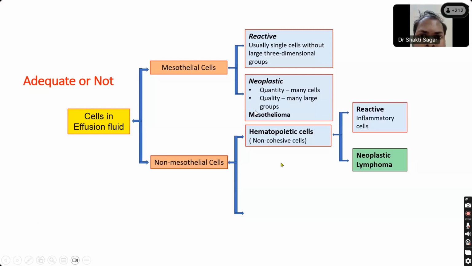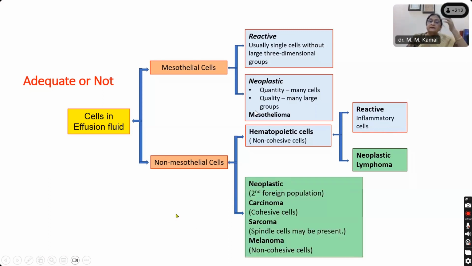They are usually non-cohesive. Hematopoietic cells can be either reactive in the form of inflammatory cells, or you can have them in the form of neoplastic cells, as you get in different types of lymphomas. And the major population, or the second or foreign population that you get in the non-mesothelial component is the neoplastic cells, which are mostly carcinomas, and they come as cohesive clusters. Sarcomas rarely metastasize to the body cavities, and melanoma also comes as non-cohesive cells, but carcinomas come as cohesive clusters. So here you have got 4 big clues.